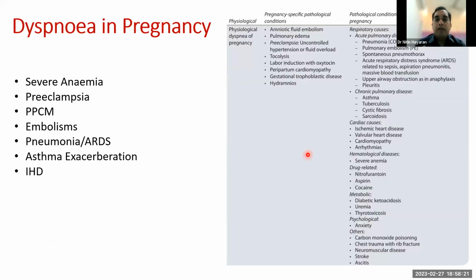So when we say dyspnea in pregnancy, the first step in assessment should be to differentiate the physiological and the pathological causes of dyspnea. Physiological dyspnea of pregnancy is a well-known entity, and it is usually there in most of the patients. Of the various pathological causes that I have listed here, the most important ones you should be wary of are anemia, preeclampsia, peripartum cardiomyopathy, embolisms, pneumonia or ARDS, asthma exacerbation if the patient already has asthma, and ischemic heart disease.